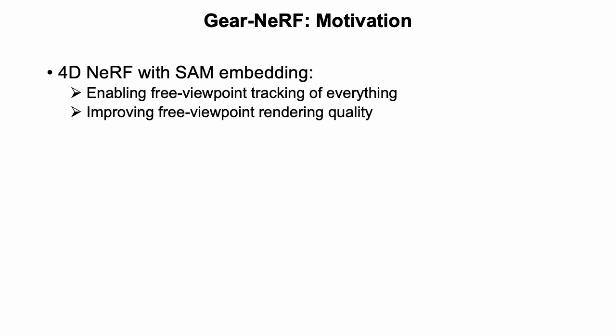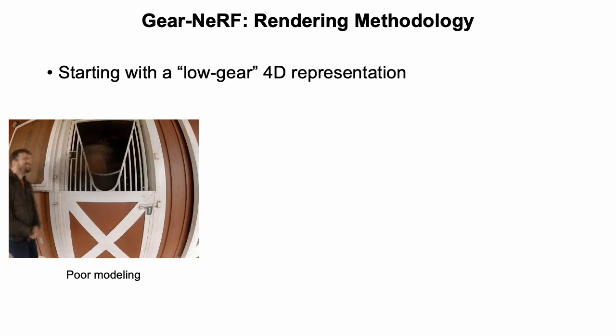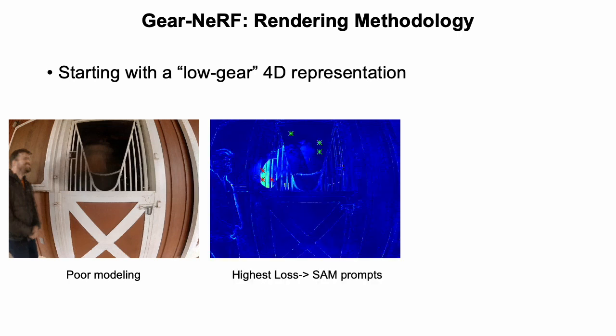Additionally, our study shows that the introduction of semantic embeddings helps improve the rendering quality by allowing us to segment regions of the scene into groups called gears, based on the extent of their motion. To accomplish this, we start with a low-gear representation, applying low-resolution spatio-temporal sampling to model the entire scene, which yields a poor rendering of the scene. We then compute a loss map between the rendered images and SAM encodings and the ground truths, and initialize point prompts from high-loss regions.